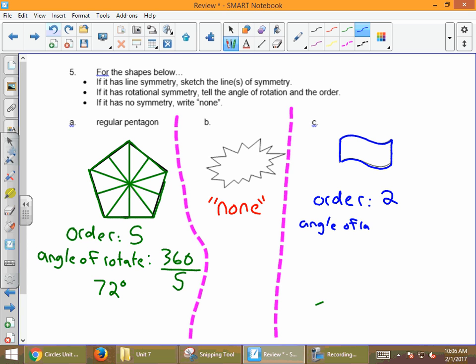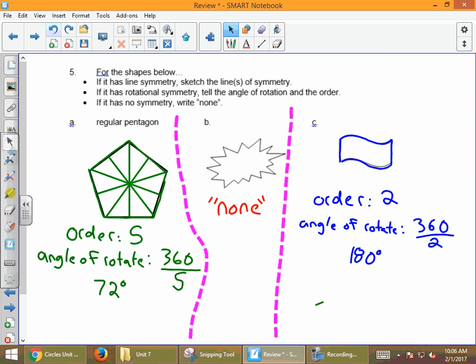Define my angle of rotation. Angle of rotation: I'm going to take 360 again and divide by the order. The order happens to be 2. All that tabulation you got out there, you do get a rotation of 180 degrees. Little stars all around. Questions with that?